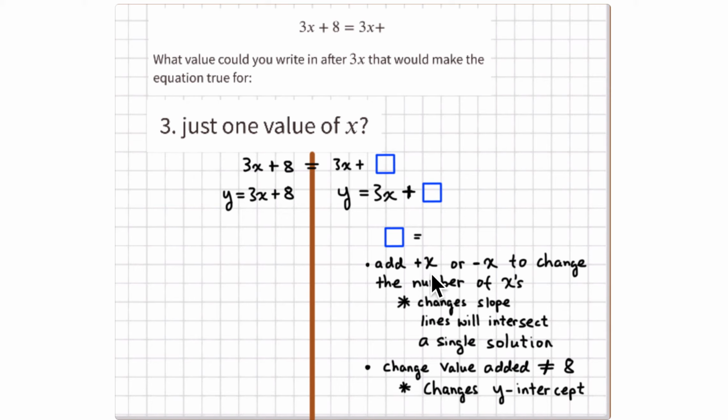So add either positive x's or negative x's to change the number of x's that you have. So you're changing the coefficient, this number. So you're changing the number of x's, so you're changing the slope. Changes the slope. The lines will intersect at a single point, a single solution. You can also change the y-intercept. You don't have to. The lines can intersect right at that y-intercept, but you might as well change that as well. So change the value added to something not equal to 8, which changes the y-intercept.